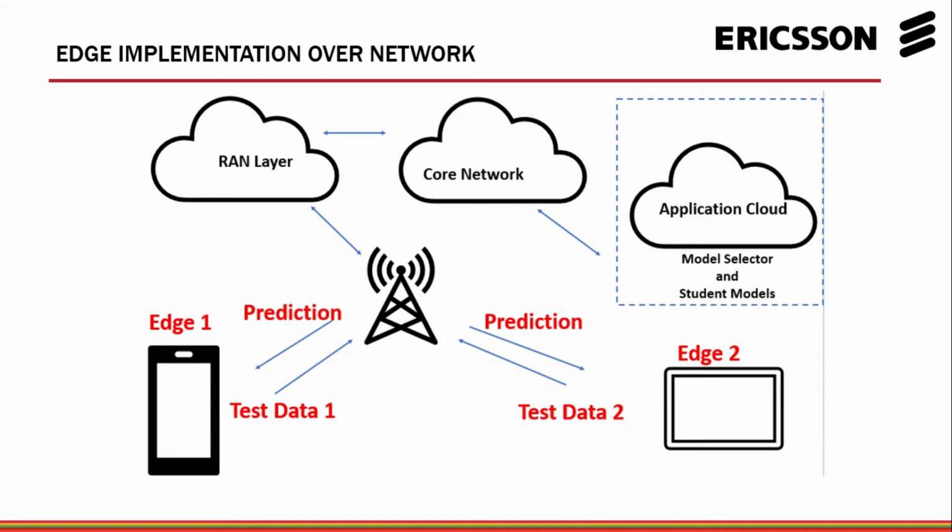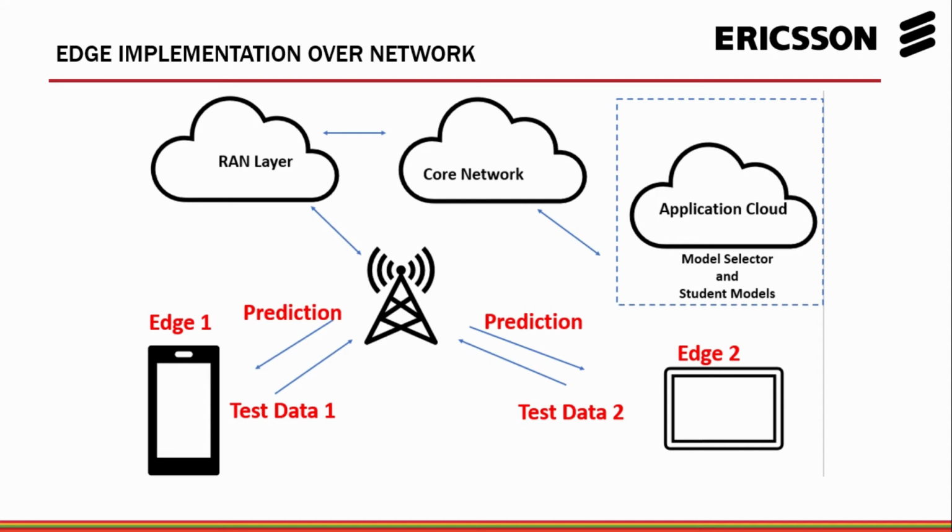We have multiple edge devices, as you can see, edge 1 and edge 2. They take the data from the input user and send it to the base station. The base station just sends it to the RAN layer. The RAN layer doesn't perform any inference or anything; it just takes the data and sends it to the core network. The core network will know which application layer the data has to be sent to. This process happens in the core network, which then sends it to the application layer cloud.